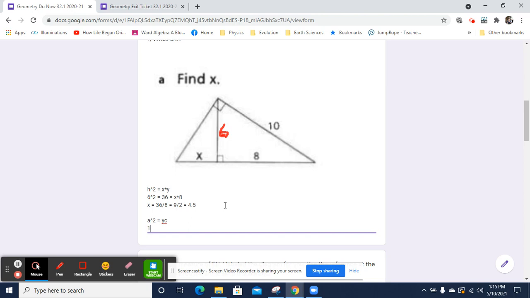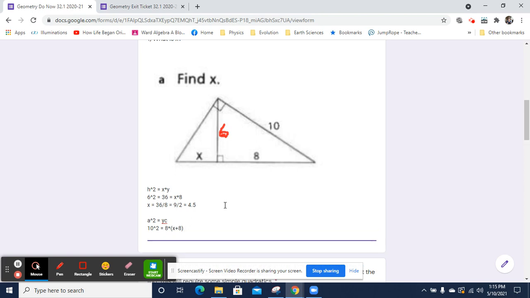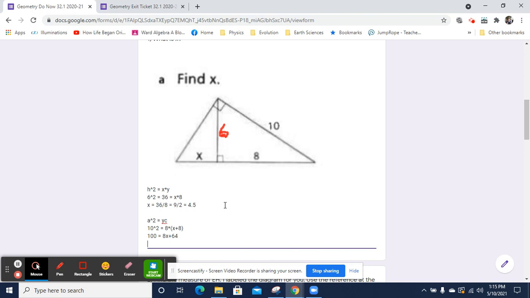So we can say 10 squared is going to equal 8 times x plus 8. And then we can work that out. That's going to be 100 equals 8x plus 64. And then we'll subtract 64 from both sides. You'll end up with 36 equals 8x, which is kind of what we ended up with here. And then we'll divide both sides by 8. So x will equal 36 over 8, which is going to be 9 over 2, which is 4.5 units.